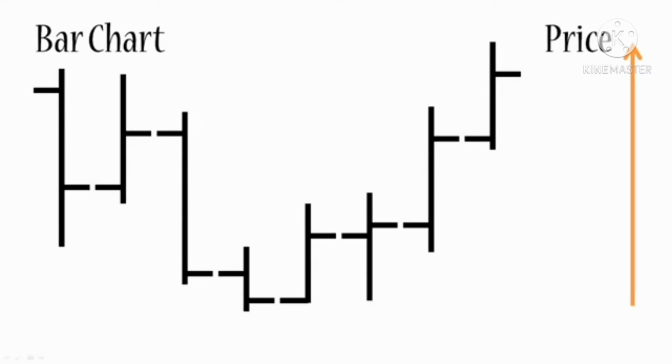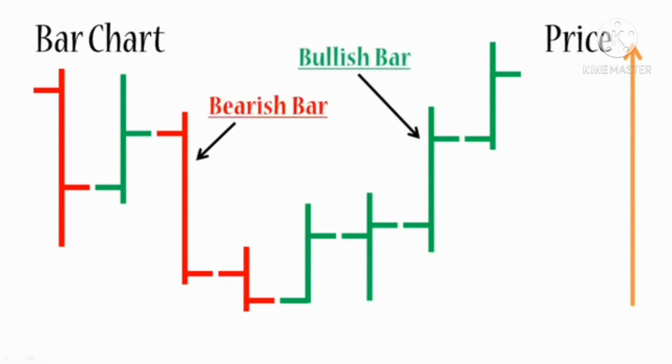Now sometimes these bar charts can be colored into red and green rather than just black to help traders see right away which bars are going down and which bars are going up. Bars that are going down are called bearish bars, and bars that are going up are called bullish bars. But we'll talk more about bears and bulls in one of the upcoming tutorials.